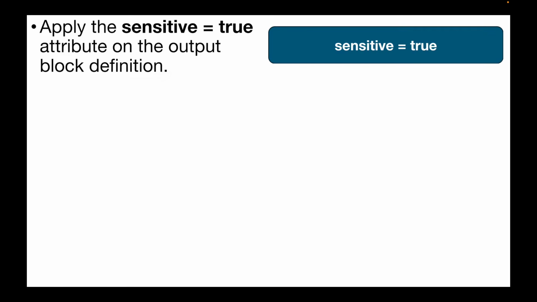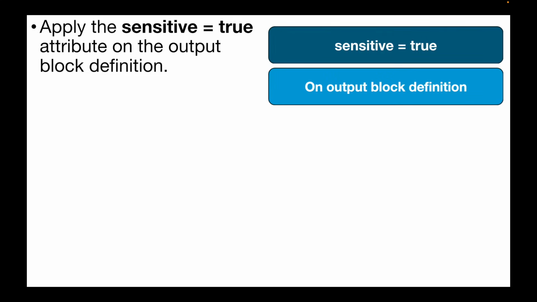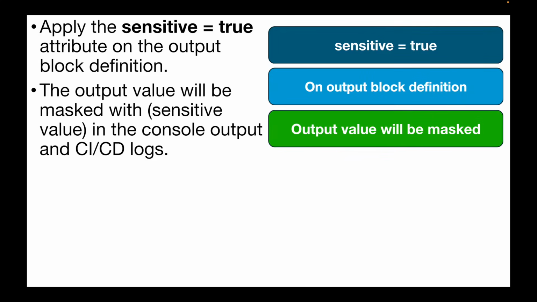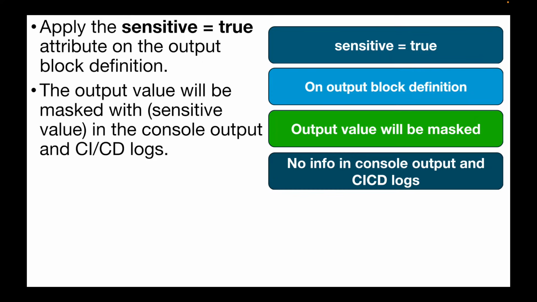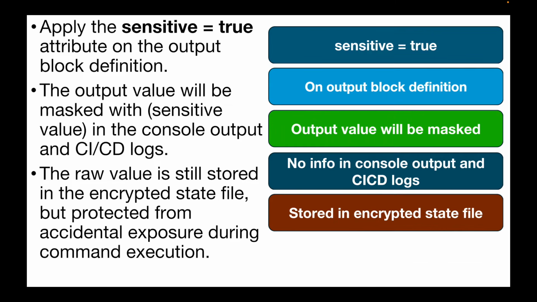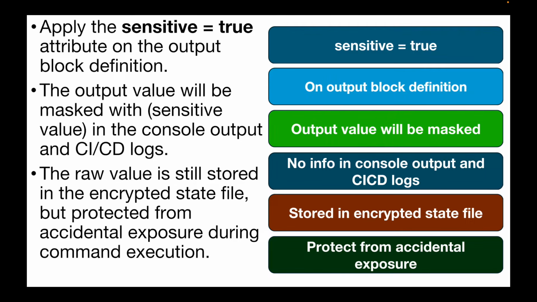Whenever we talk about exposing certain information, we can make use of the output block. But in this case, since it will be sensitive information, we can use the sensitive = true attribute within your output block definition. This output value will now be masked because it is a sensitive value and it will not be displayed in the console output or in your CI/CD log. The raw value is still stored in an encrypted state file but protected from accidental exposure during your command execution.